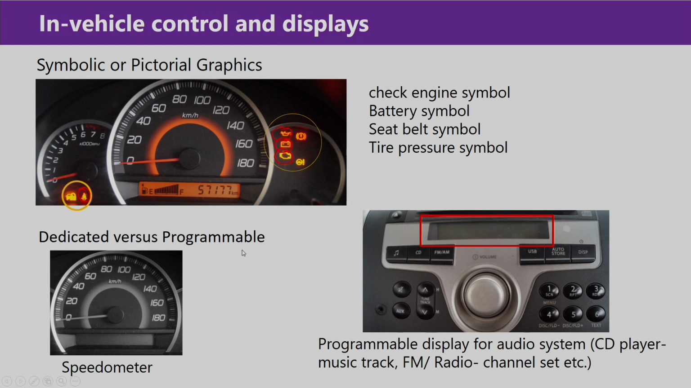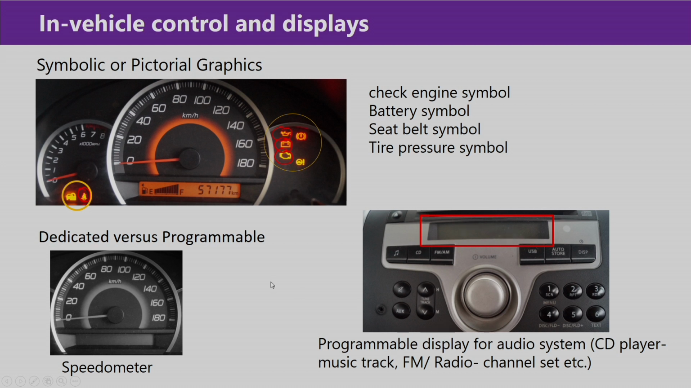Then dedicated versus programmable. There are also displays which are for a particular purpose. A speedometer is only used for showing the speed of the vehicle and it does not have any other function. But on the other hand, if we look at this type of audio display, this is a programmable display, because the audio system can act based on the selected mode. If we select the CD player, then it will show the music track. If it is FM or radio, then it will show the channel setting. So, same display, but in different mode. If we select CD mode or radio mode or FM mode, based on that it will display different information.